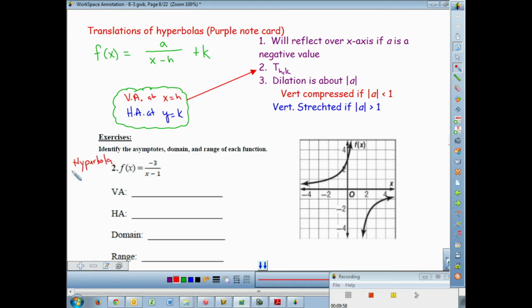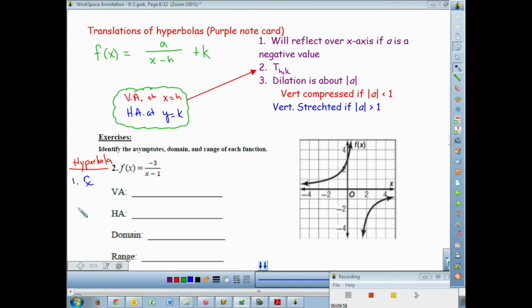Let's purple note card him. Step 1, did he get reflected over the x-axis? Yes, so we'll write reflect over x. Cool. How do we tell? See that a value right there? He's negative. All good with that?